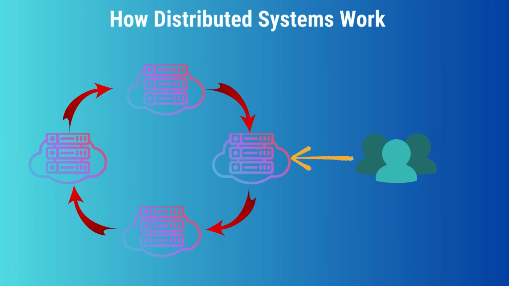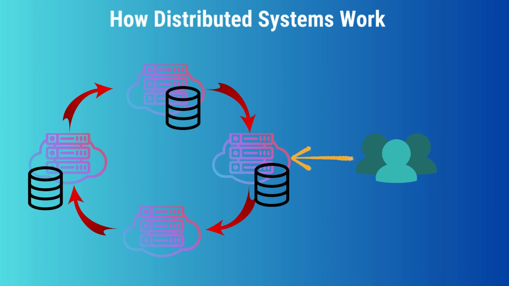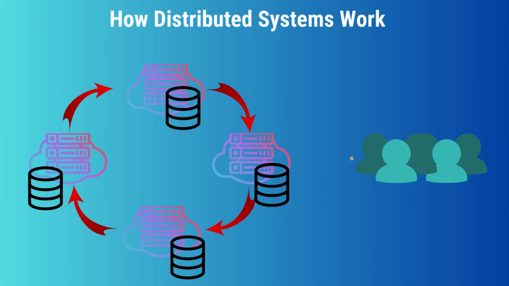One of the key aspects of how distributed systems work is data replication. To ensure high availability, data is copied across different nodes. This way, if one node goes down, another can take over, providing uninterrupted service. Next, we have load balancing. To prevent any single server from being overwhelmed with requests, the system uses load balancers. These balancers distribute incoming traffic across multiple servers, ensuring smooth and efficient operation.